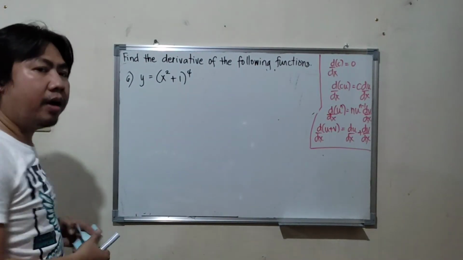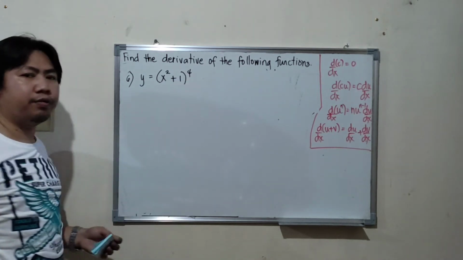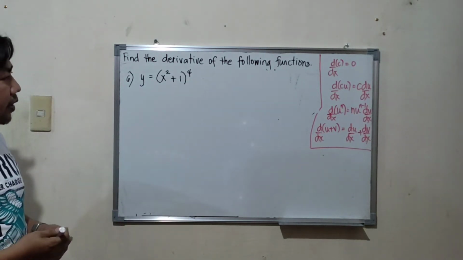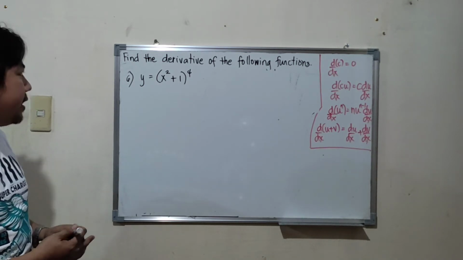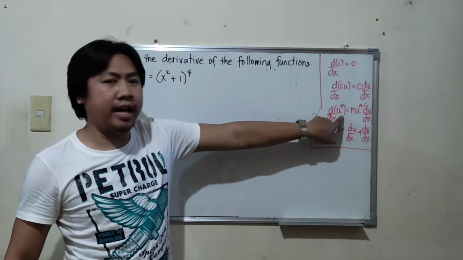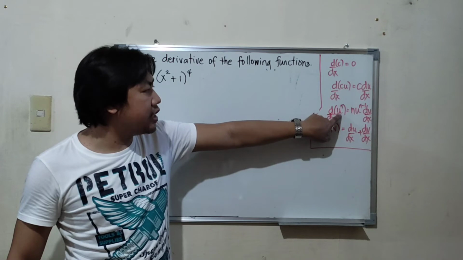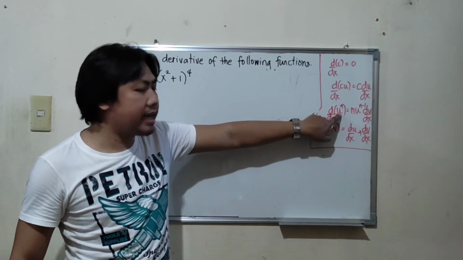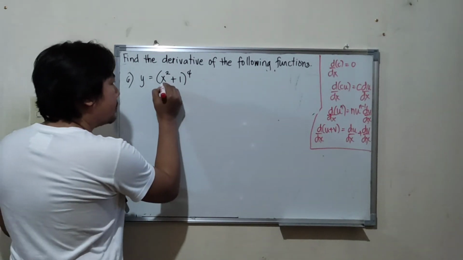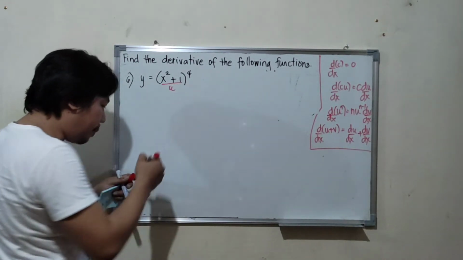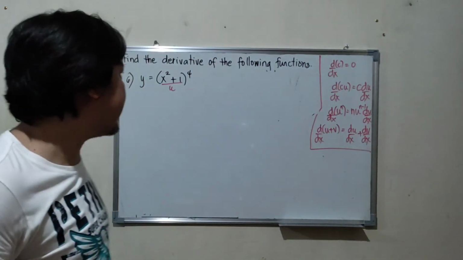Okay, so next example, y equals quantity x squared plus 1 raised to the 4th power. Okay, so anong formula pwede natin gamitin dyan? So, pwede natin gamitin pa rin ang power rule natin dito, pero this time, yung u natin, differentiable function of x yan. So, in this example, ang magiging u natin ay lahat ng ito, yung x squared plus 1, so yan yung magiging u natin.